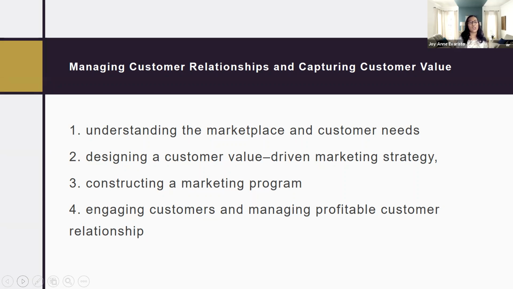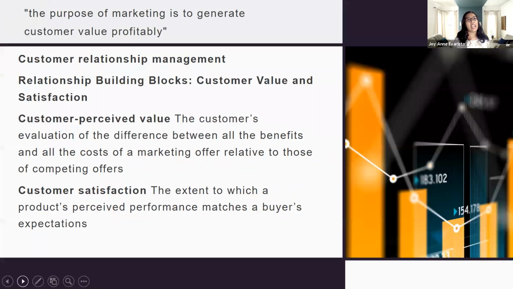Okay, now we are down onto the last step. Remember, the first 3 steps should be designed in such a way that the 4th step will be easier to do: engaging customers and managing profitable customer relationships. I'm not sure how many times I said that, but in your text, our authors keep on mentioning these two things, and I hope at this point, these things are already retained in your memory. Okay, so again, our goal is to build profitable customer relationships, CRM.